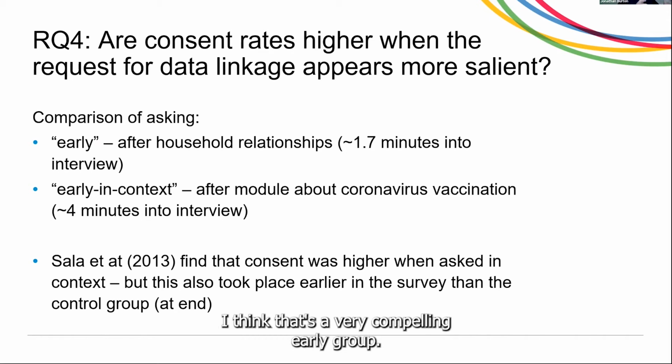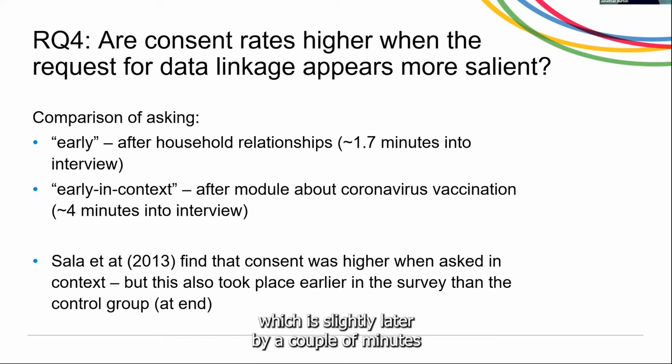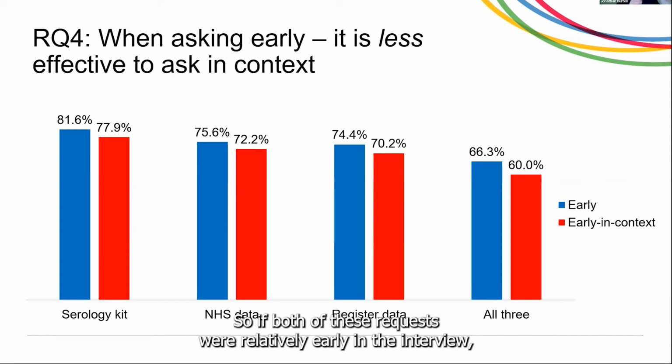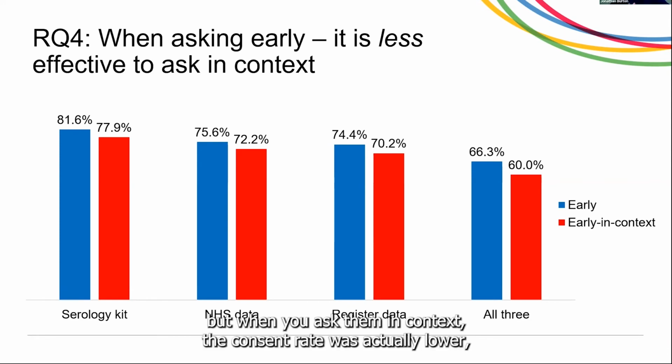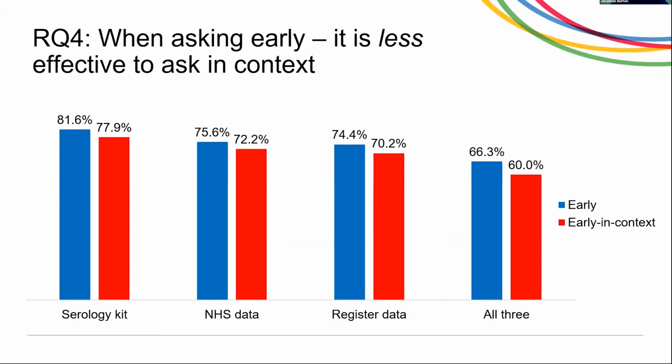So we're comparing this early group, about 1.7 minutes into the interview, with the early in context group, which is slightly later, but only by a couple of minutes. And from research I mentioned earlier, we found that consent rate was higher when asked in context, but that context point also took place early in the survey compared to the control group, which was at the end. So we couldn't disentangle these two effects. We found that asking early is more effective than asking in context. So both of these requests were relatively early in the interview, but when you ask them in context, the consent rate was actually lower, which is not what we were expecting. And these are significantly different.